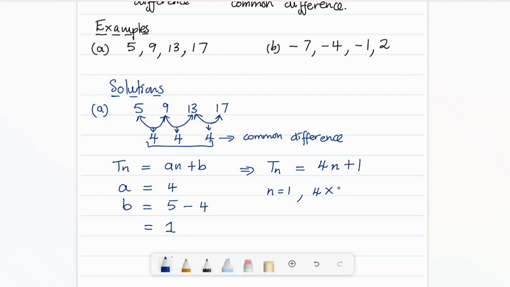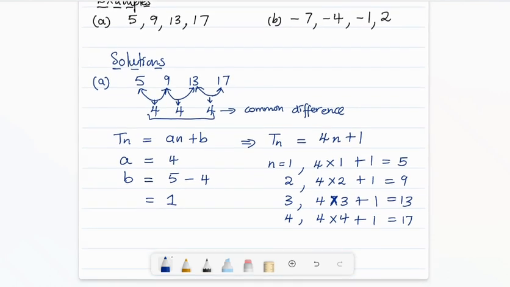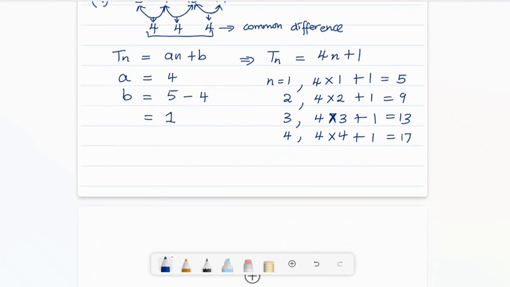We can double check and see if our answer is correct. When n is equal to 1, we have 4 times 1 plus 1. This is going to give us 5. When n is equal to 2, you can see 4 times 2, which is 8, plus 1, that gives you 9. When n is equal to 3, we have 4 times 3 plus 1, that's 12 plus 1, that gives us 13. When n is equal to 4, that is 4 times 4, that's 16 plus 1, this gives you 17.